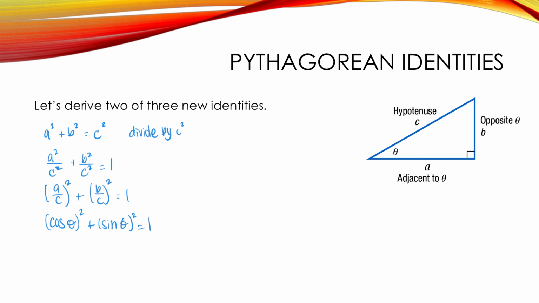And the way that we tend to write exponents with our trig functions is to put them with the function itself, so we write this as cosine squared theta plus sine squared theta equals 1. I think most of the identities put sine squared first, it just so happens we did it in this order. So cosine squared plus sine squared equals 1. This is our first Pythagorean identity.